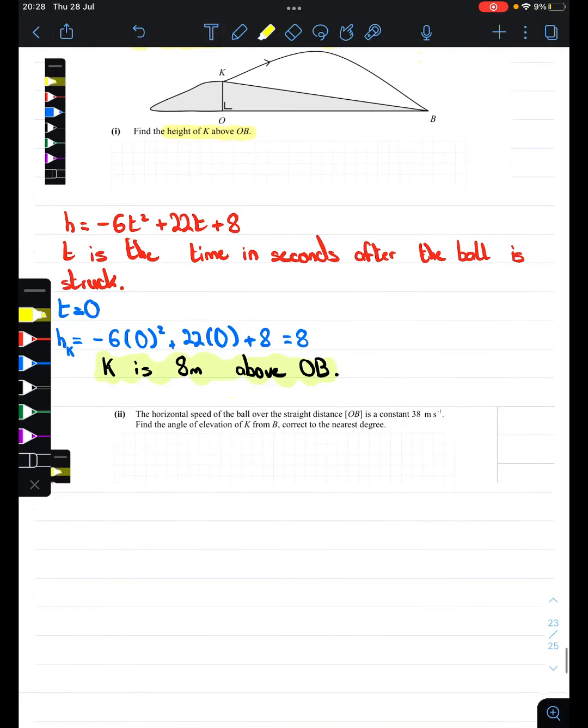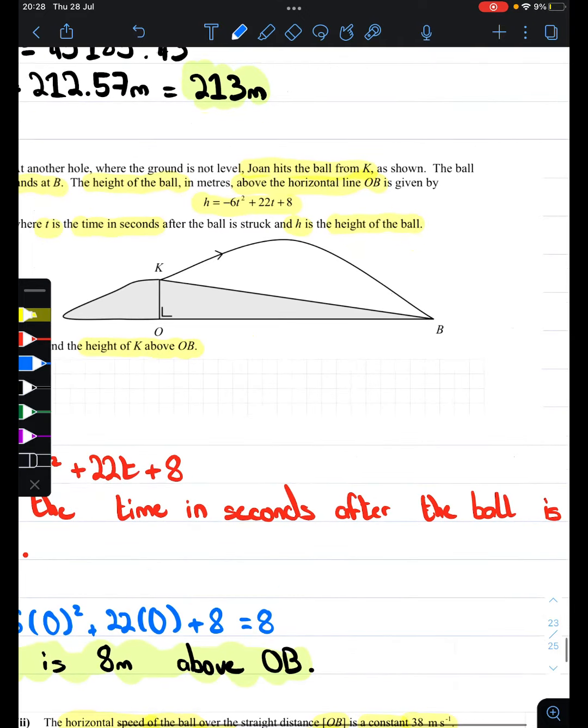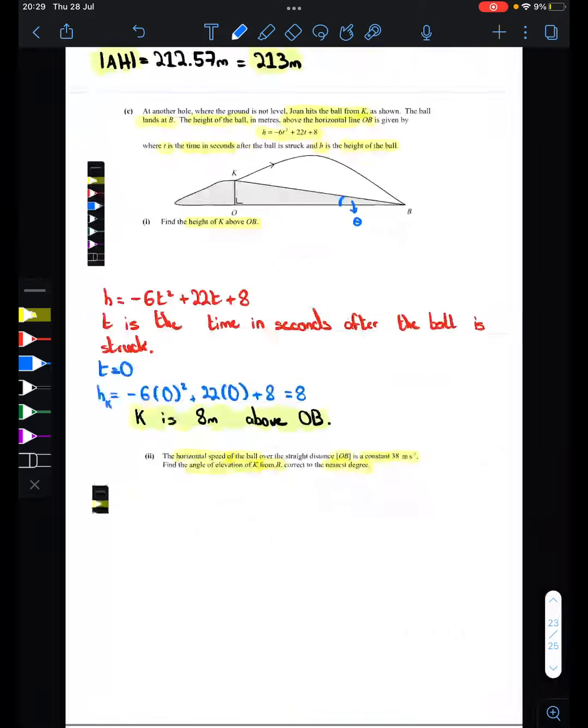Now on to part 2. The horizontal speed of the ball over the straight distance OB is a constant 38 meters per second. Find the angle of elevation of K from B correct to the nearest degree. Let's first identify what we're looking for. We're looking for the angle of elevation from B to K, so that's just this angle here. Let's call this theta.